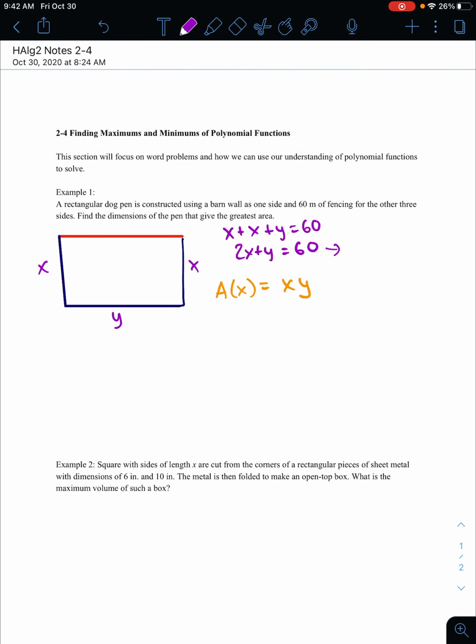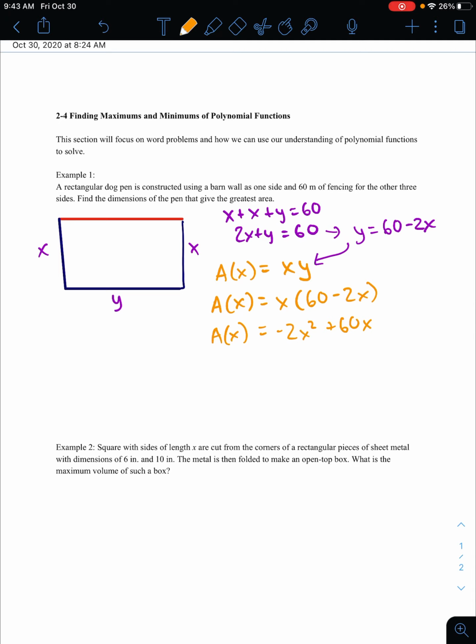We can use this. So we can see from this that y equals 60 minus 2x. And then we can just plug that y in here so that we have our area just as a function of a single variable. And then if I multiply this out, I'll get negative 2x squared plus 60x. So now I have a quadratic function in standard form here with a as negative 2 and b as 60.